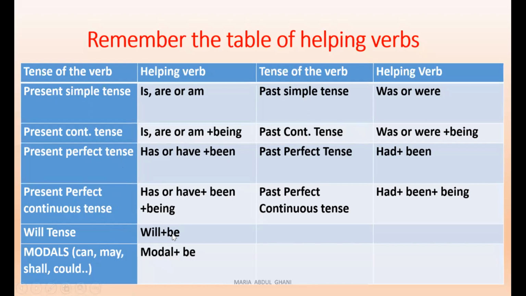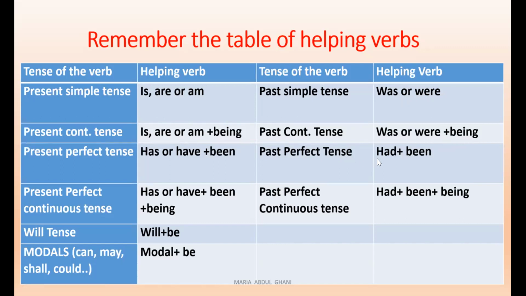Will tense easily: will be. Any modal, can or may or shall or could or should or would. Any modal, if you want to make it a passive voice, you have to add be. Okay. Now the past simple, we have was or were. If it is past continuous, anything which is continuous, you have to add ing to be. So here was or were plus being.